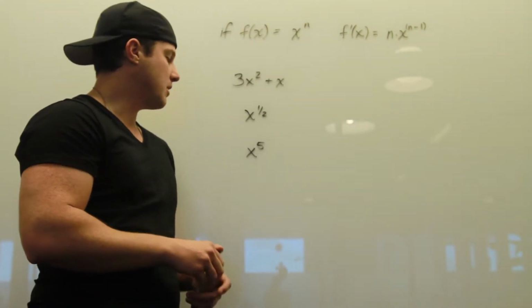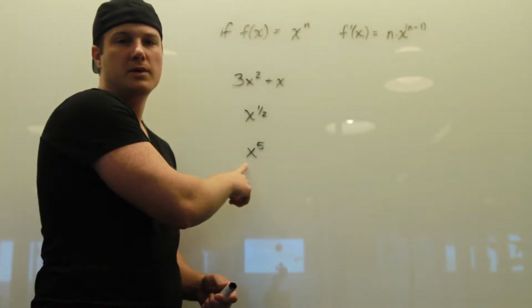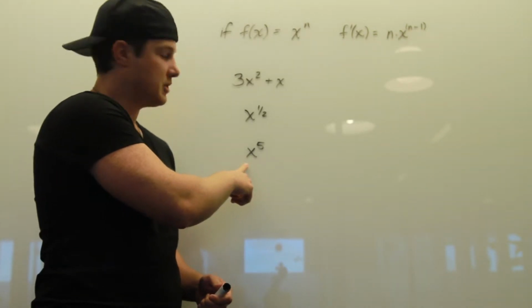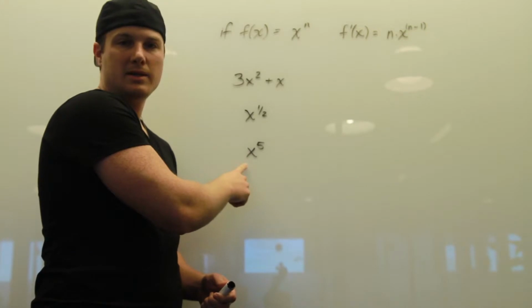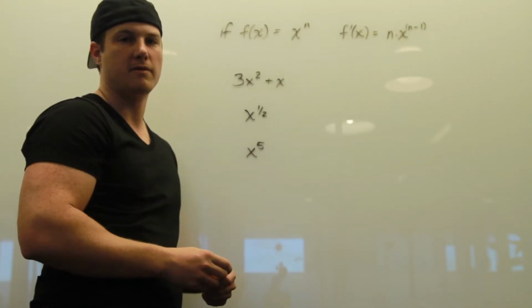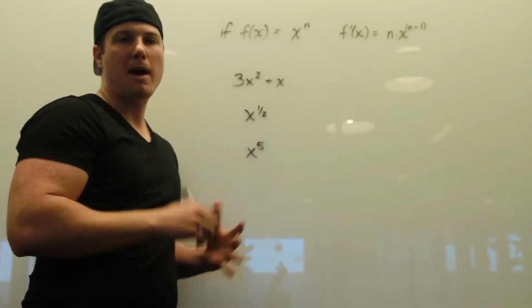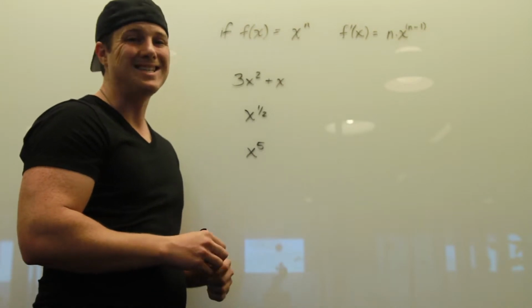All right, so obviously if you were going to use f of a plus h minus f of a over h for this, it would take forever because you'd just be expanding for forever. But here is the power rule. Power rule is really quick, it's really easy.